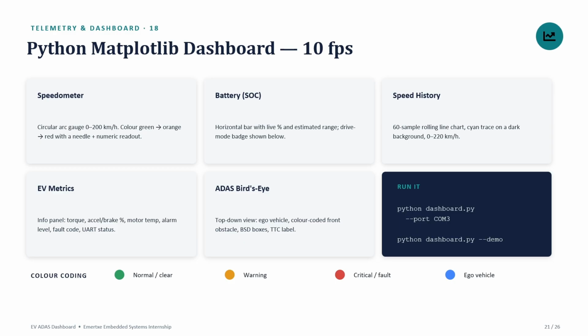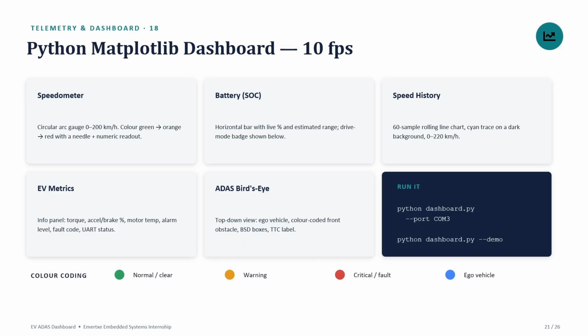We built this using Python and a library called matplotlib. It updates 10 times every second, so it feels live. There are three main parts. First, the speedometer. Second, the battery panel. And third, the speed history. First, the speedometer, which we see in every EV car to monitor speed. Second, the battery panel, a bar that shows charge percentage and how much driving range is left, along with the current trip mode. Third, the speed history, a rolling graph showing the last 60 readings.